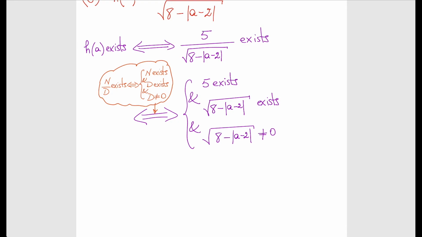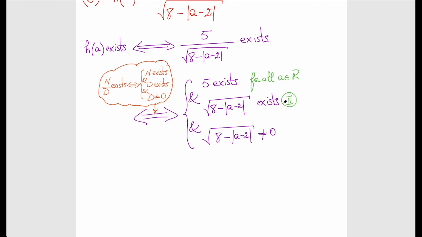Okay. Alright, so now back to understanding what demands each condition places on a. Well, the first one doesn't place any demands on a, because no matter what a is, 5 always exists. So 5 exists for all real numbers a. Correct? The second condition, how about we call this statement here 2.